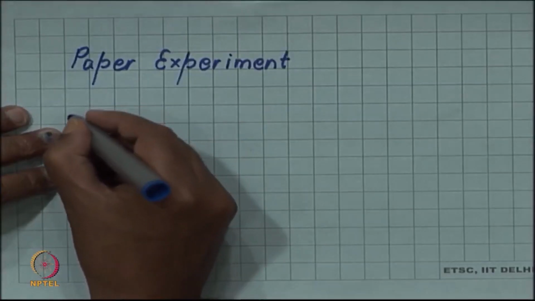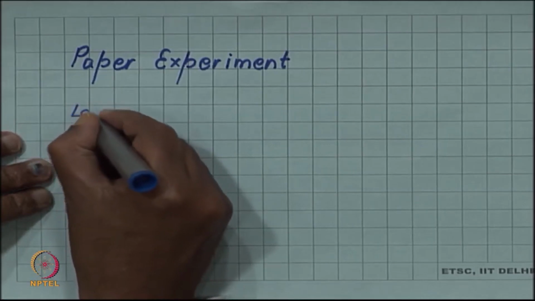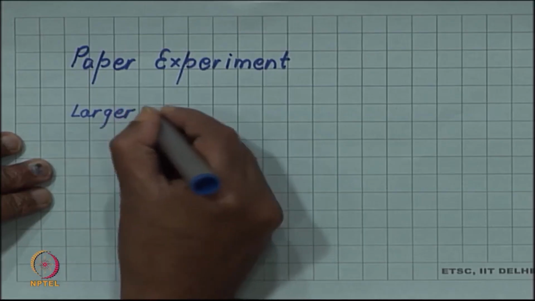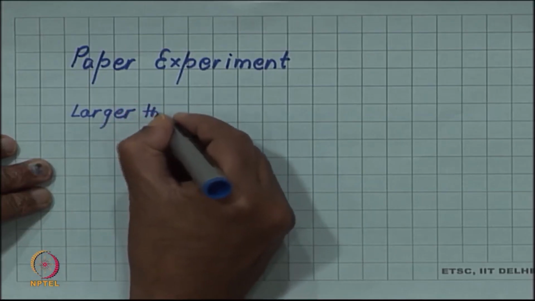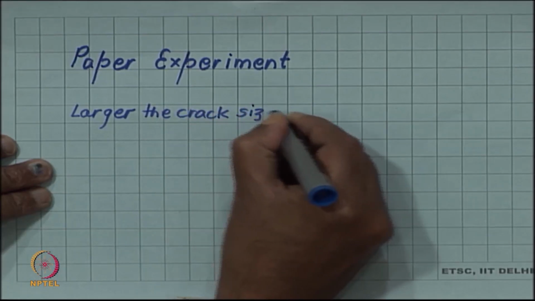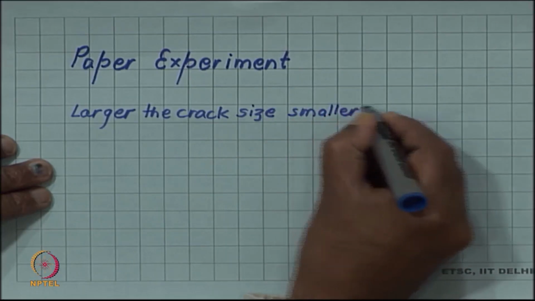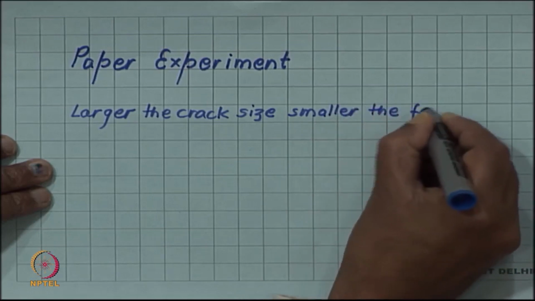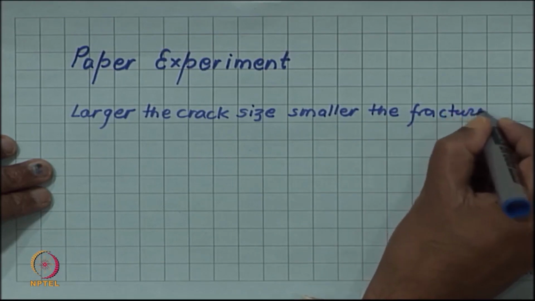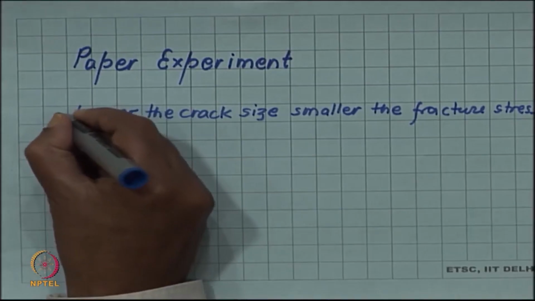Now, the conclusion is that if there is a larger crack size, the fracture stress is smaller. So, the result of the experiment is: larger the crack size, smaller the fracture stress. This is one conclusion.